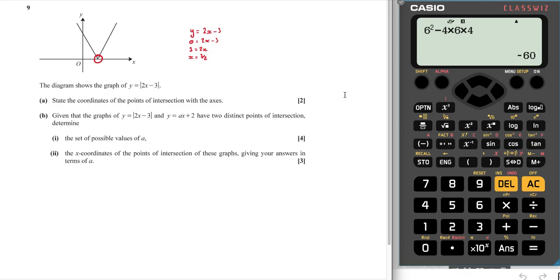So I have got 3 over 2 there. Let's mark that on. I'm going to mark it on the graph. It's probably going to be useful to me.